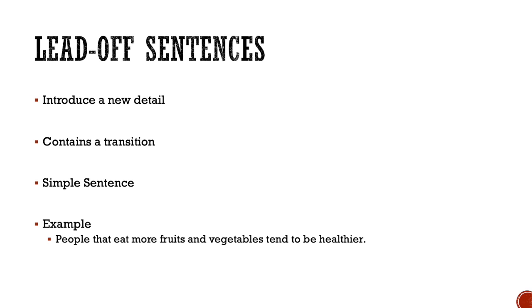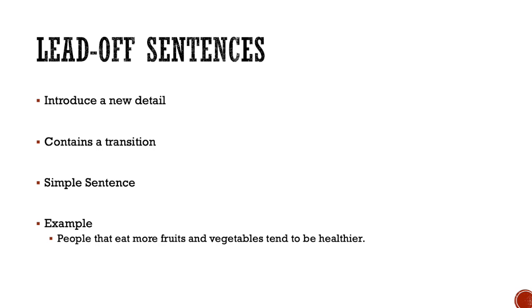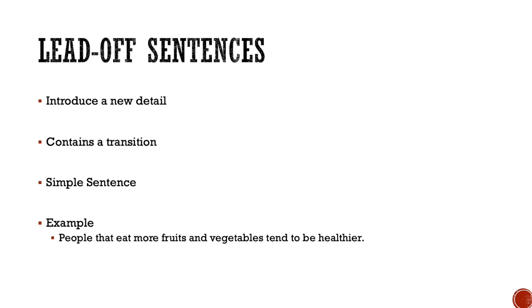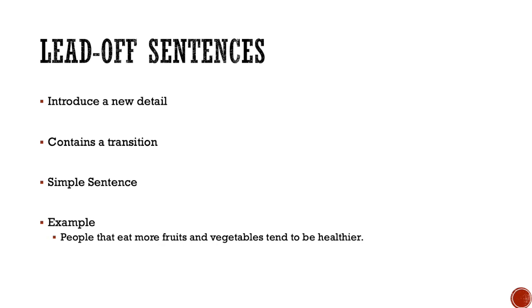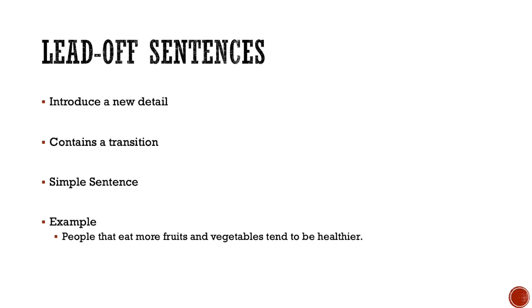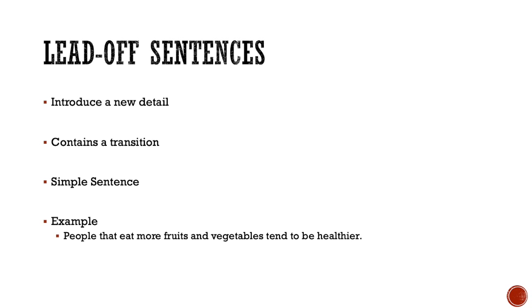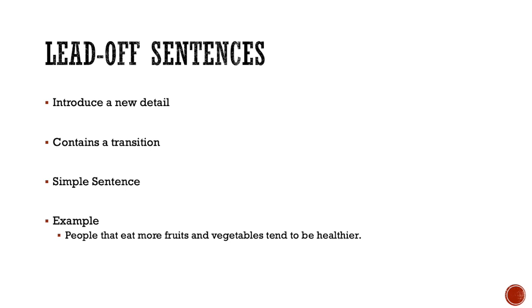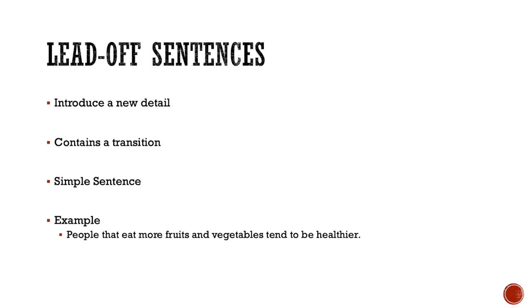As you can see on the slide, I wrote an example of a lead-off sentence to our topic of healthy food. People that eat more fruits and vegetables tend to be more healthy. As you can see, this is a simple sentence where there's a subject and a verb.